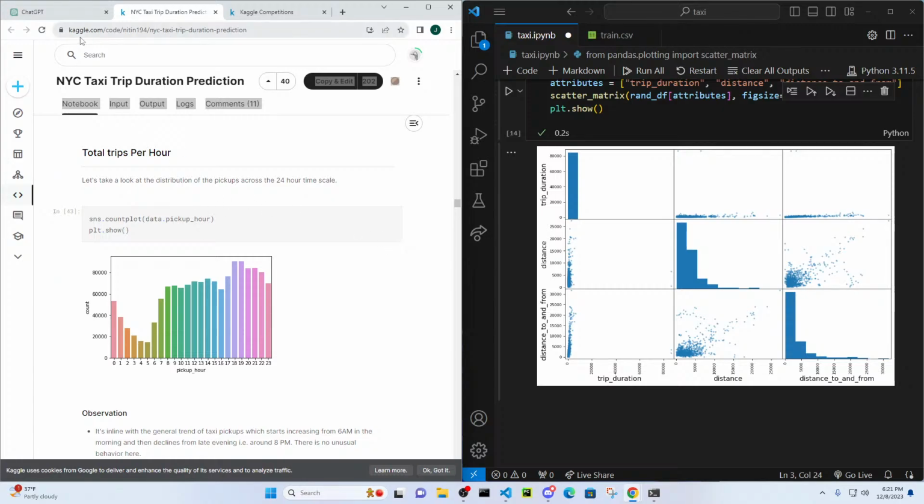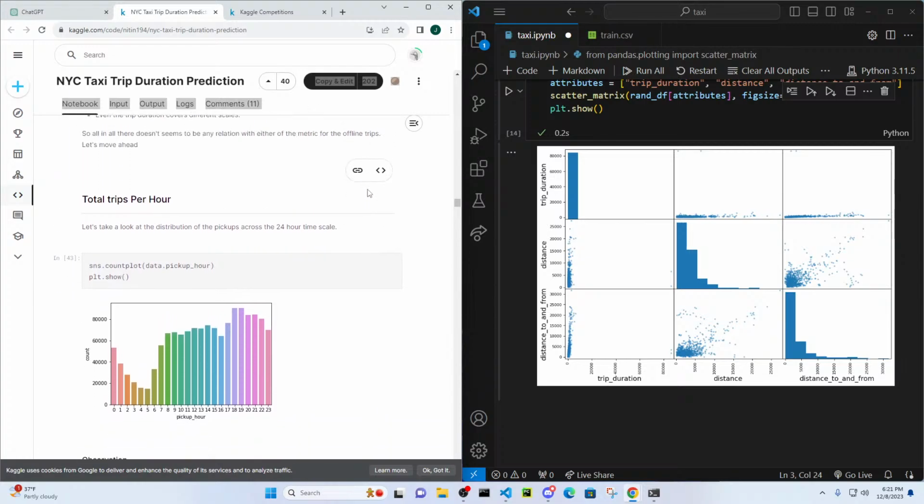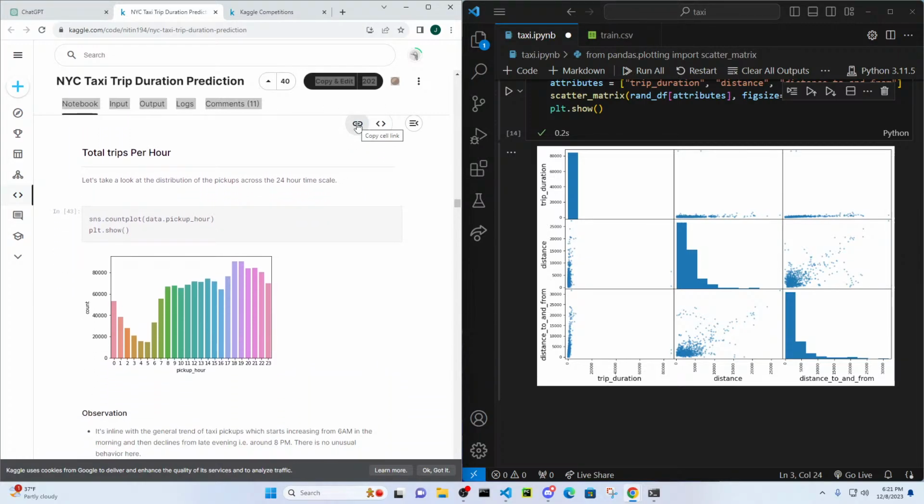Because this is on Kaggle.com, so this is his code. I'm sure you might be able to download his code somewhere, though. Copy cell link. Yeah, so you could copy the code if you wanted to. Yep. All right, well, let's start working through it.